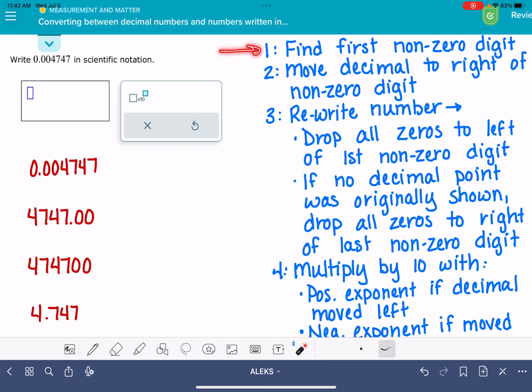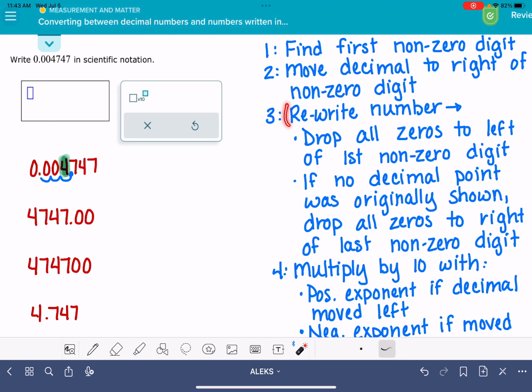The first thing that we're going to do in a problem like this is find the first non-zero digit. So as we're reading the number from left to right, find the first number that is not a zero. In this case, here it is right there. And then the second thing that we're going to do is move the decimal point so that it is to the right of that digit. So I want to move my decimal point so that it's located right here to the right of my first non-zero digit. As I move it, I'm going to pay attention to whether I'm moving the decimal point to the left or the right, and I'm also going to pay attention to the number of spaces that it moves.